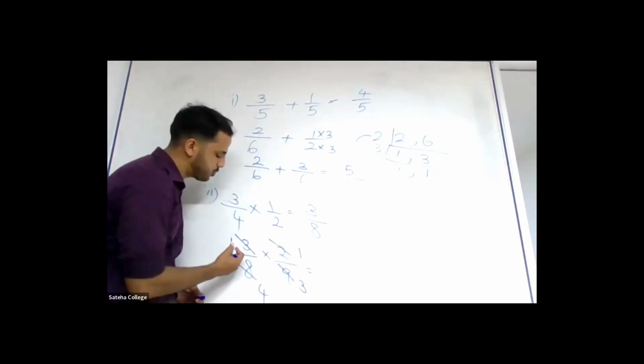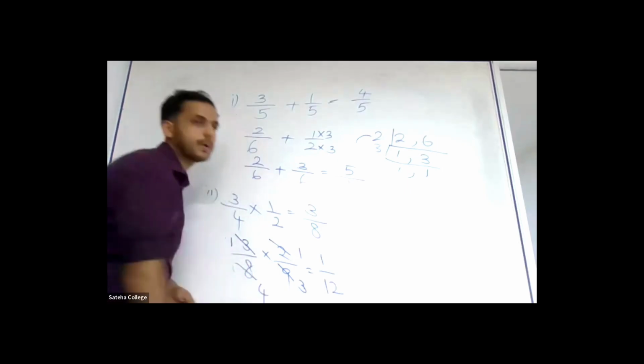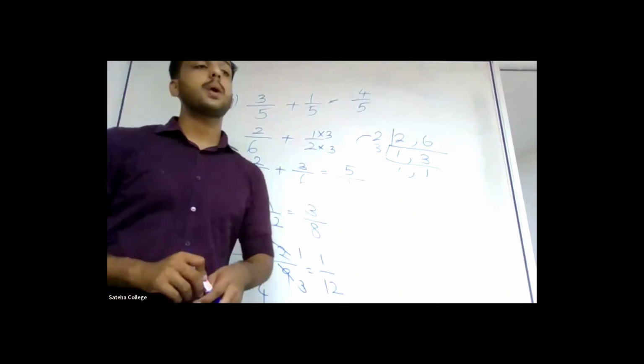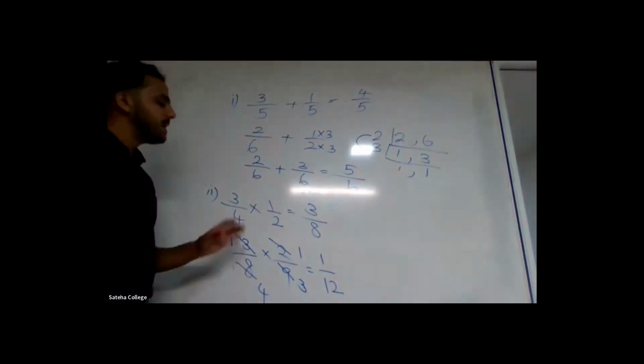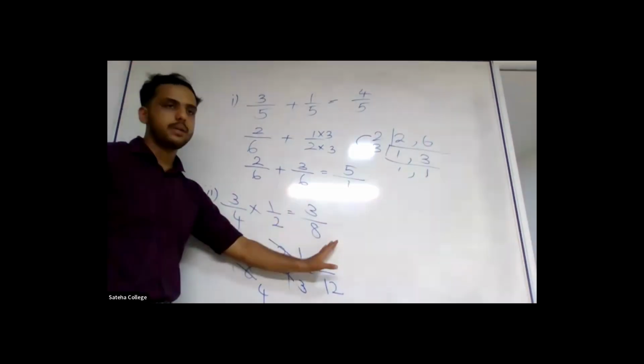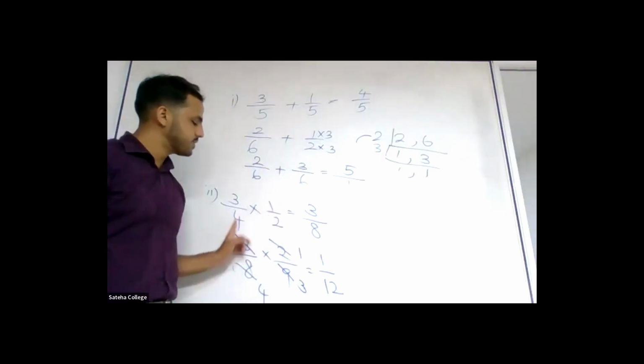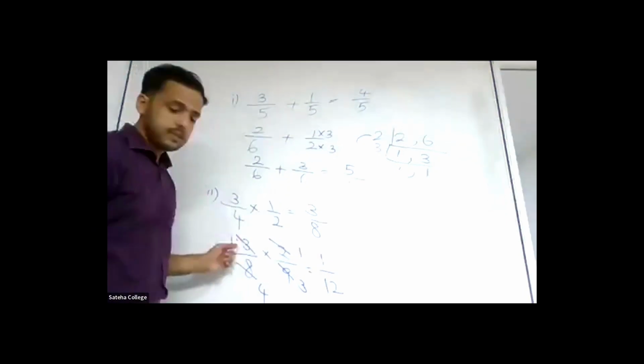Now you multiply as usual. 1 into 1 is 1. 3 into 4 is 12. Okay. So the final answer is 1 over 12. So in multiplication, a simple idea: multiply the numerators, then multiply the denominators to get the answer. But before multiplying, always check whether you can cross simplify, right?